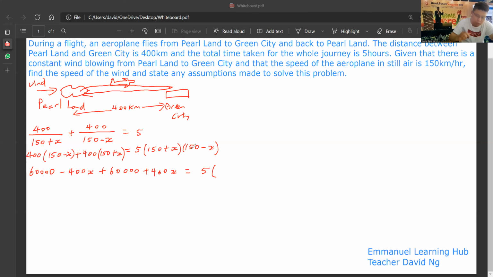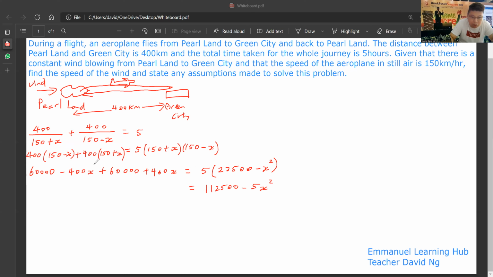Okay, a plus b, a minus b. That is a square. A square is 150 square minus x square. Okay, a plus b, a minus b, a square minus b square. So 225, 0 times 5. You have 1125, 0 minus 5x squared.